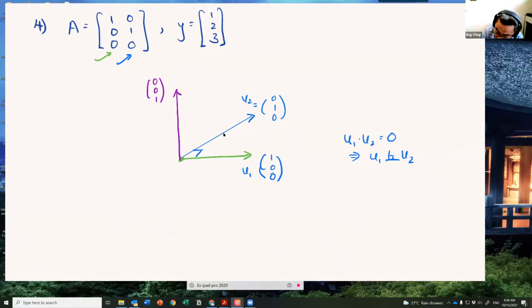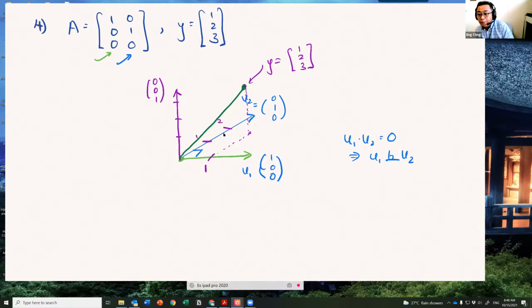What is our Y? Y is 1, 2, 3. So let's draw 1, 2, 3 here. So this is 1, this is 2, this is 3. So it will land here. So this is Y equals 1, 2, 3. And now I'll draw a line here in green.